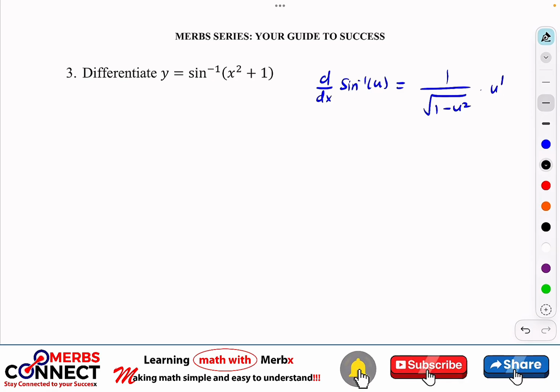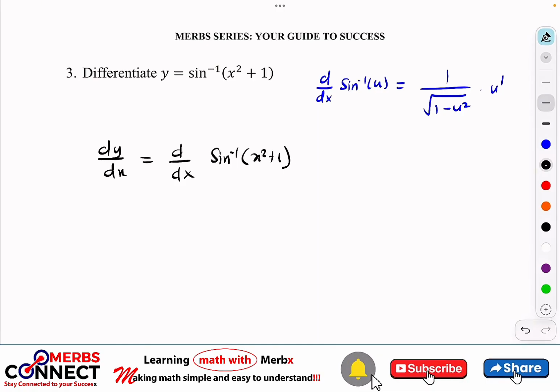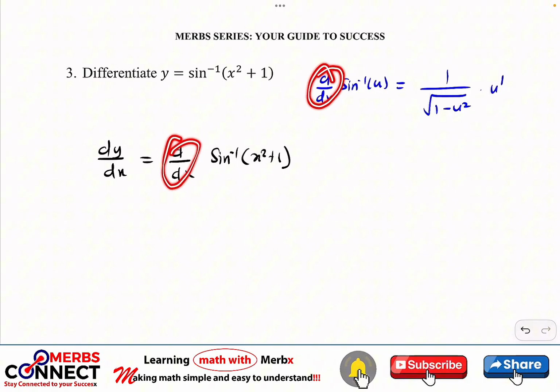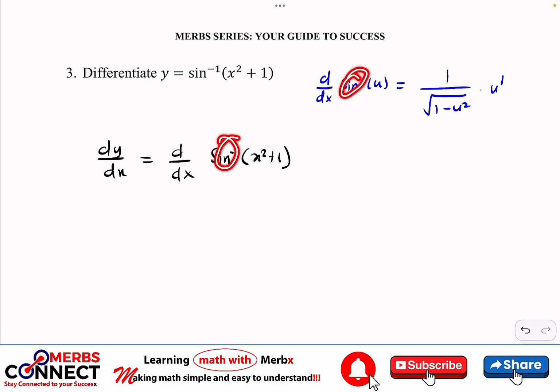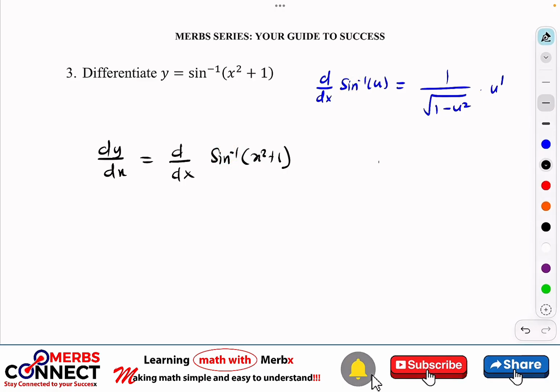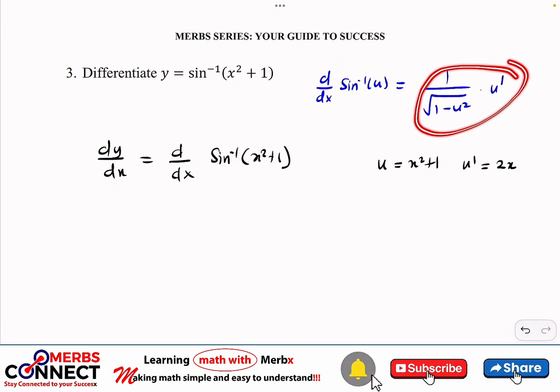All right, so now let's go through the process. So I need dy over dx, which is the same as d over dx of sine inverse of x squared plus 1. Let's do comparison here. This one is here, sine inverse is here. So what will be our u? u will be equal to x squared plus 1. So we need u prime, and u prime is going to be 2x. Just do substitution here, and then we are done.